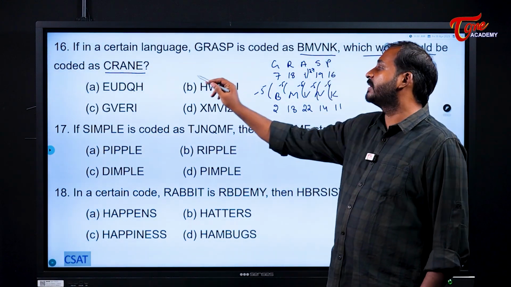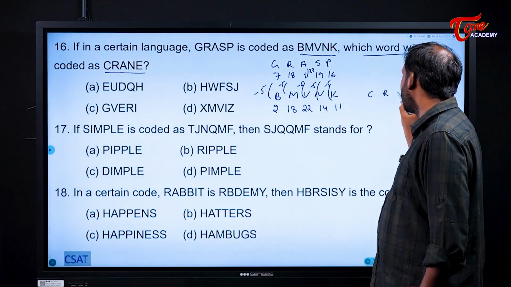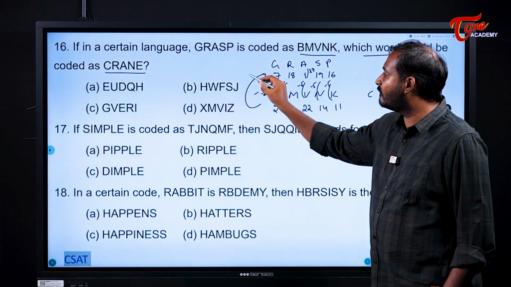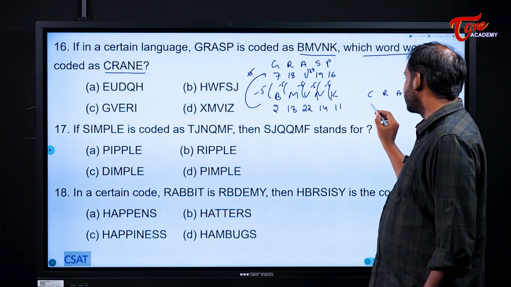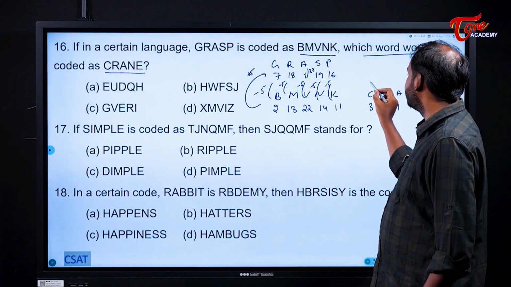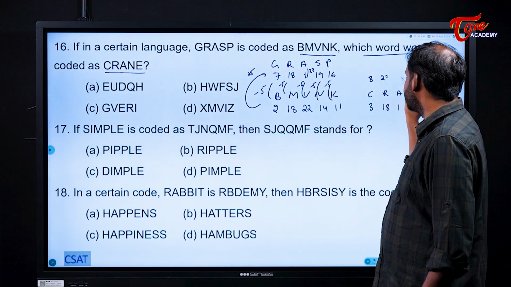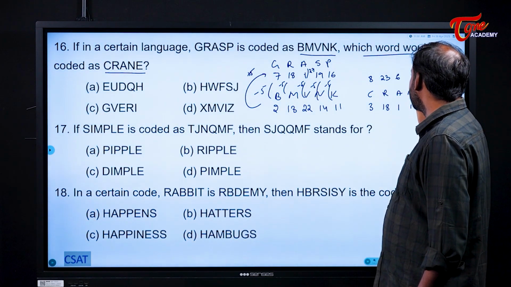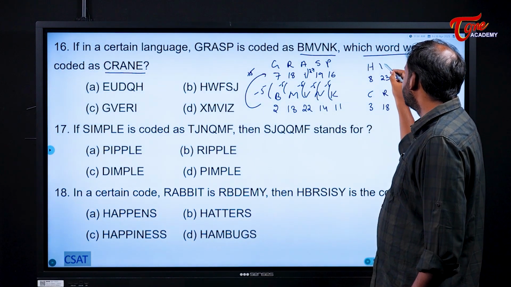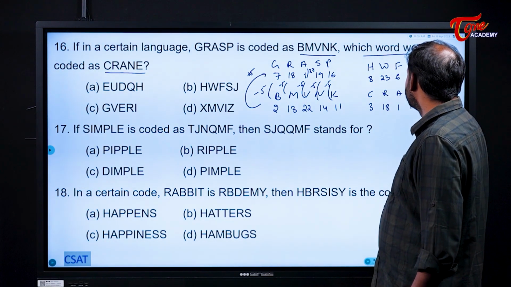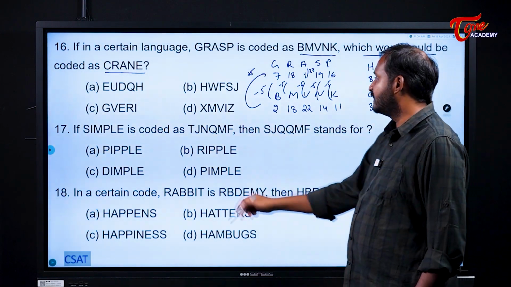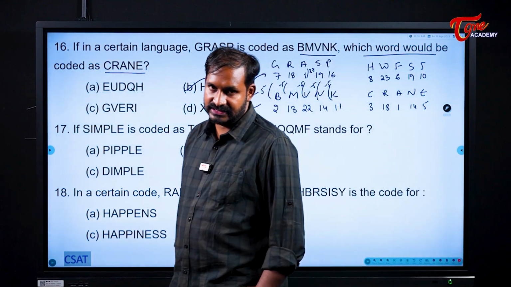Then which word will be coded as crane? That means they have given us the code, not the word. So if going from here to here it is minus 5, from here to here it will become plus 5. The same thing, 3, 18, 1, 14 and 5. Plus 5 means 3 becomes 8, 18 becomes 23, 1 becomes 6, 14 becomes 19, 5 becomes 10. So 8 is H, W, F, S, J. H, W, F, S, J will be the answer for us in this case.